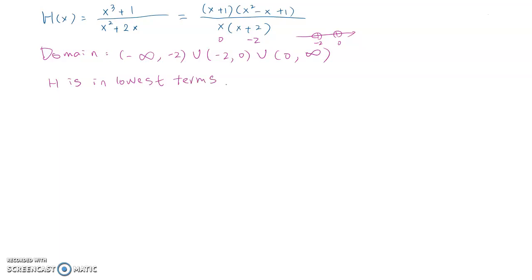Now next, let's find the x-intercept and the multiplicity for each x-intercept. So we have to look at the numerator. It's pretty obvious we have negative 1 as our x-intercept, and the multiplicity for that is 1, which is odd.